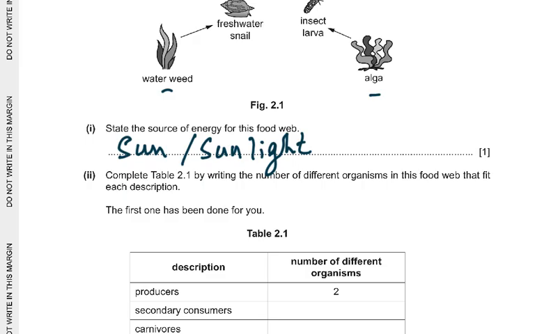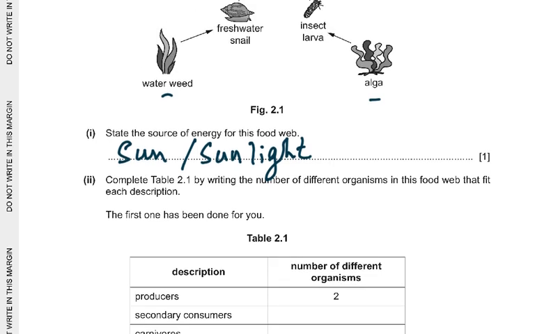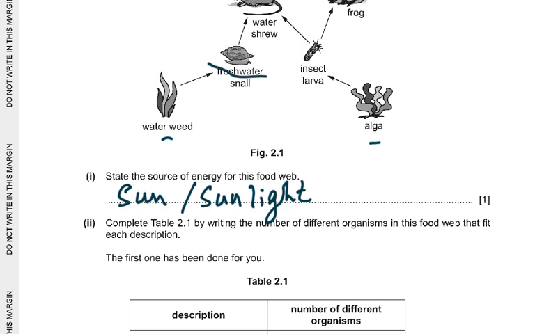Complete table 2.1 by writing the number of different organisms in this food web that fit each description. The first one has been done for you. Number of different organisms: producers, there are two. Secondary consumers, how many are there? There are two.